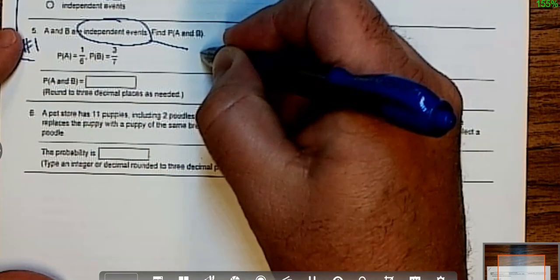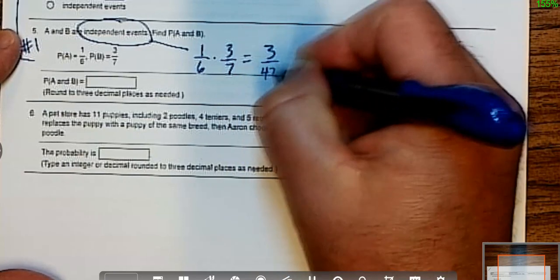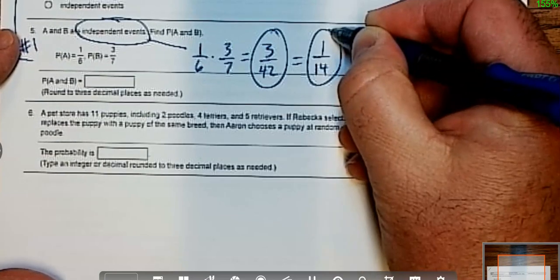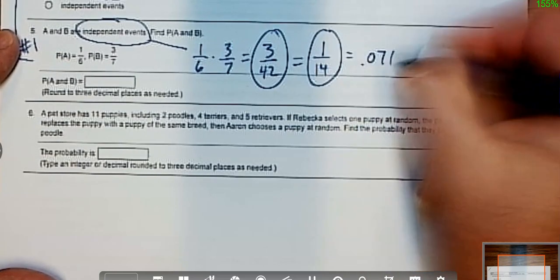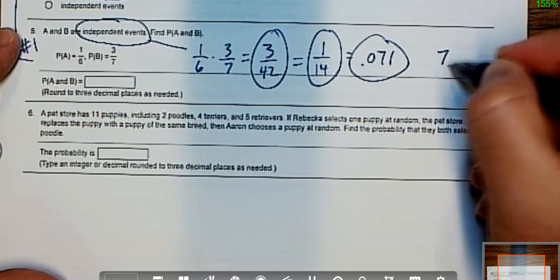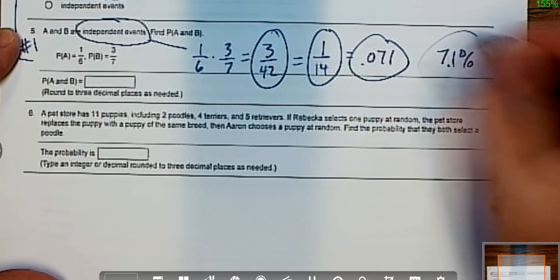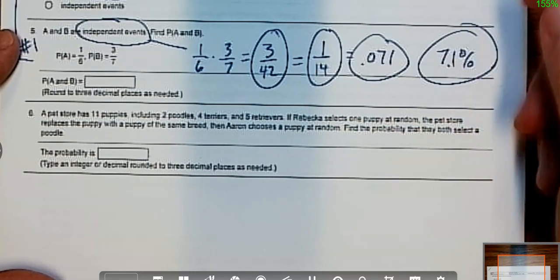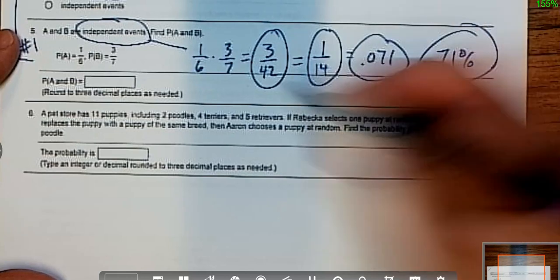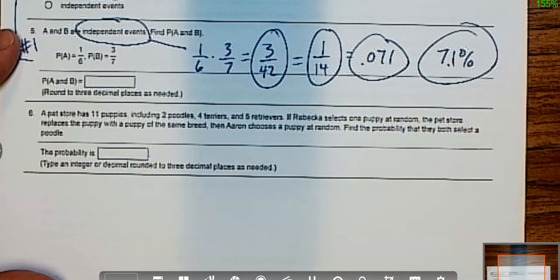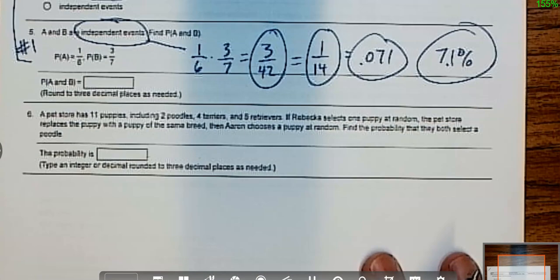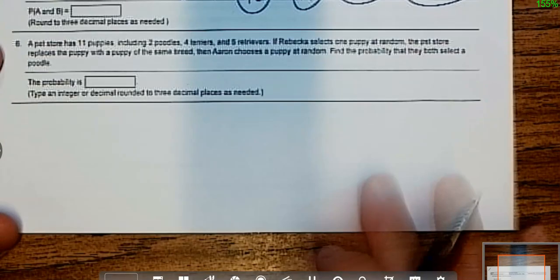So you guys are right. Because they're independent, we can multiply these two things together. And most of you put 3 over 42. Would it also be okay if I put 1 over 14? What about if I put 0.071? What if I put 7.1%? Lots of choices, but if you want to stop with 3 over 42, be my guest. It works.